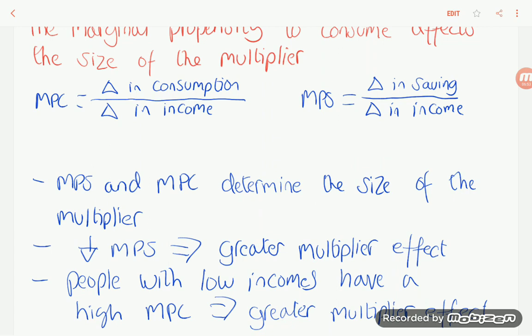MPC and MPS are important, since the size of the multiplier will depend on how much of an injection of money into the circular flow is spent by those who receive it and how much is saved. Money that's saved does not contribute to another person's income. This means that the more likely people are to spend their money, the greater the multiplier effect. So, if the MPC is low, the multiplier will be small, because any increase in income will only lead to a small increase in consumption. The rest of the increase in income will be saved.